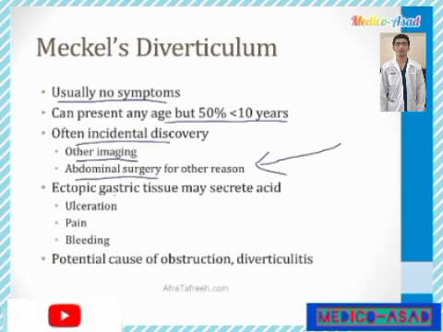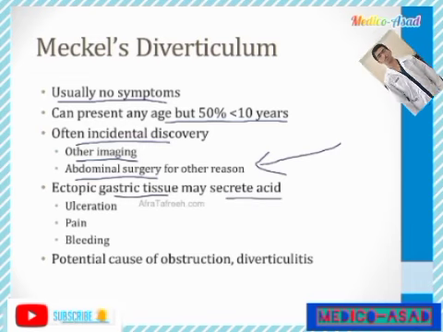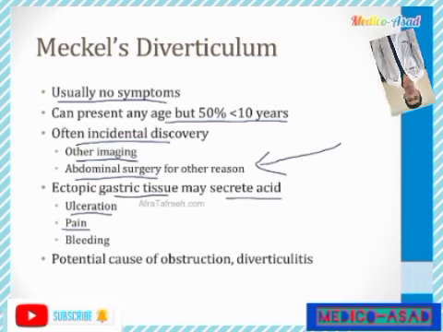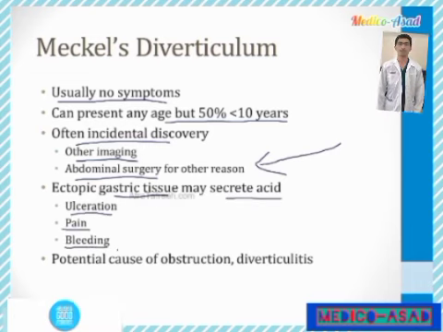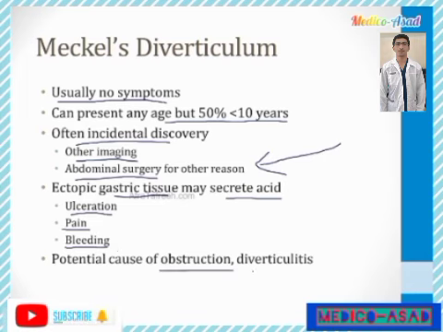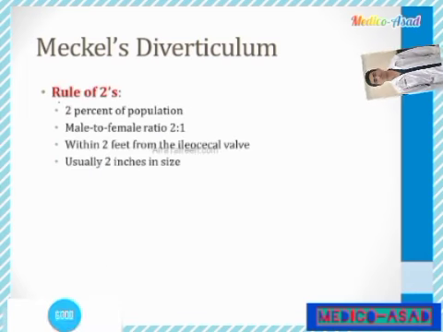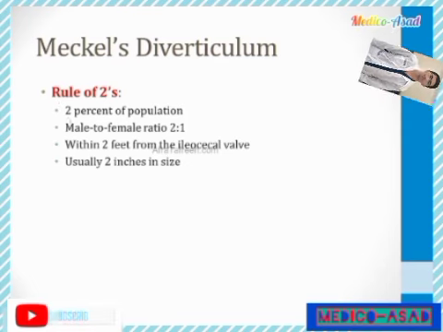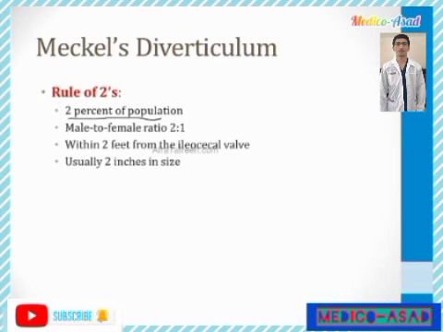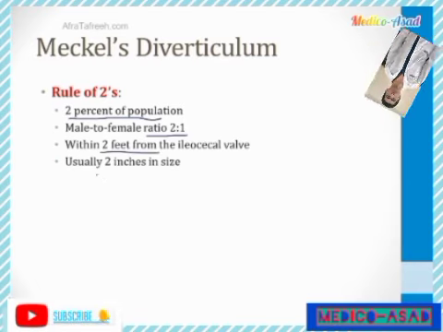The ectopic gastric tissue present in the diverticulum may secrete acid, and this can cause ulceration and belly pain and sometimes bleeding, and potentially these diverticulum are a cause of obstruction or diverticulitis. There is something called the rule of 2s that many people remember to recall the features of a Meckel's diverticulum. 2% of the population has a Meckel's. The male to female ratio is 2 to 1. They usually occur within 2 feet of the ileocecal valve in the ileum, and they are usually 2 inches in size.